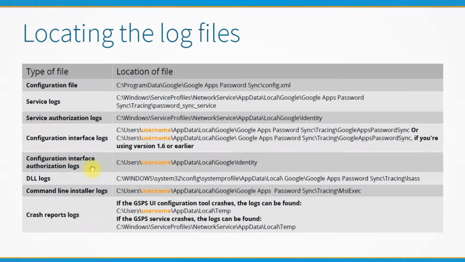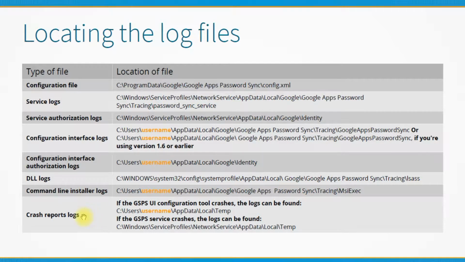The configuration interface authorization logs, I think you will only have to check one time, if you are having some weird performance or some weird stuff going on while you are doing the configuration for the GSPS tool. Then we have the DLL logs, and these I think are also for the service troubleshooting itself. Then we have the command line installer logs, and basically these are the logs that get generated from the installation of the GSPS tool.